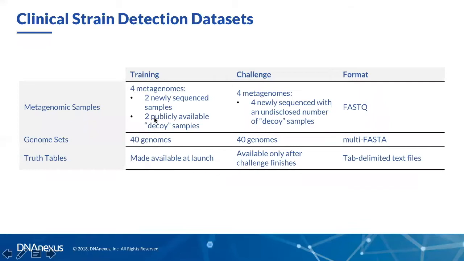Of course, for the challenge part, we only give you the 4 metagenomes, all of which are newly sequenced, so they're not available in public anywhere else, and also 40 genome sets. Of course, because this is the challenge part, we only give you the truth after the end of the challenge. The format for the sequencing reads, of course, is FASTQ and FASTA for the genomes, and the truth tables are in tab-delimited text files.